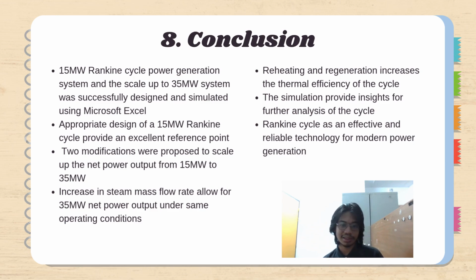First, increasing the system mass flow rate allows for the 35 megawatt net power output under the same operating conditions. Second, reheat and regeneration increase the thermal efficiency of the cycle. The simulation provides insight for further analysis of the cycle. Overall, the Rankine cycle is an efficient and reliable technology for modern power generation.